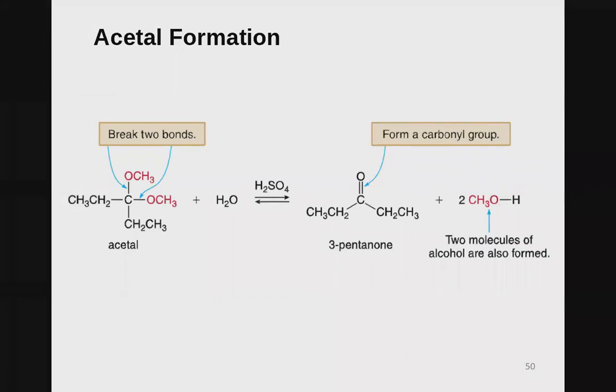And this is what this looks like chemically. We have our acetal. We break these 2 bonds. It reacts with water and sulfuric acid, giving us our carbonyl group. So now we have a ketone. In this case, it's 3-pentanone. And then we have 2 molecules of methanol, CH3OH.